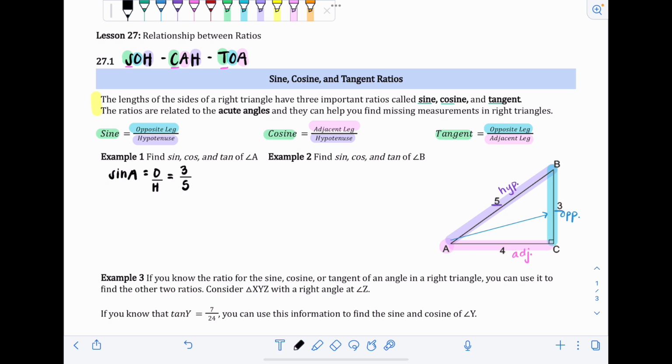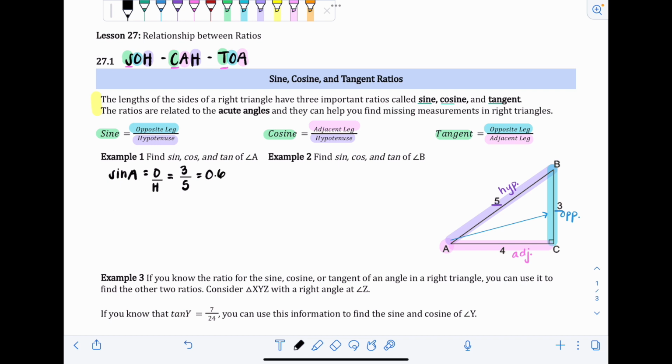So 3 over 5, and sometimes you'll write your ratios as decimals too, so it's important to know how to change from a fraction to a decimal. You would divide the numerator by the denominator, so in this case we would do 3 divided by 5, which is 0.6.